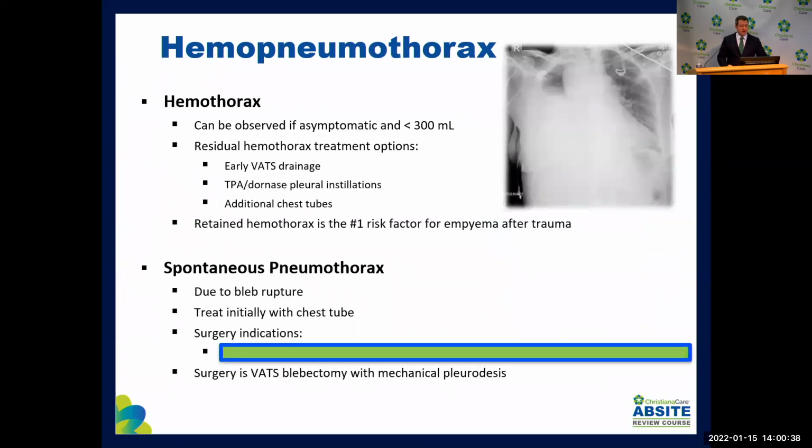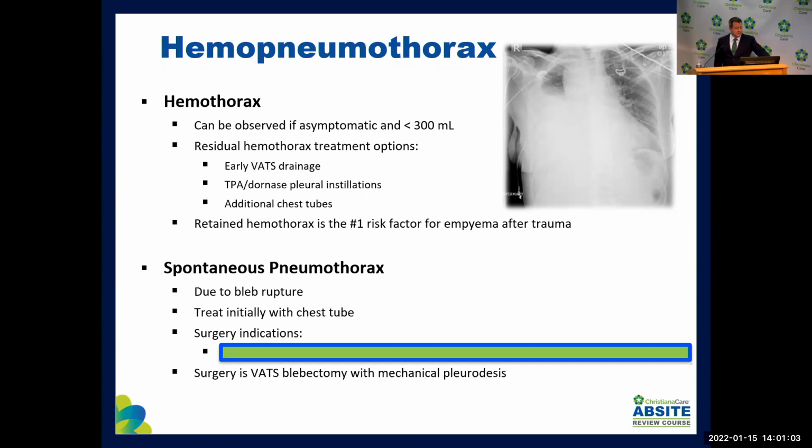All right, hemopneumothorax. We talked a little bit about this during our trauma lectures, but you can observe it if it's less than 300 mLs. Again, a controversial topic. I don't think they'll ask you exactly how to treat it on ABSITE. If anything, they're probably trying to hint towards early VATS, right? That's been proven: the earlier you do VATS, the better. Retained hemothorax is going to be your number one risk factor for empyema after trauma, and that's what we're trying to avoid.